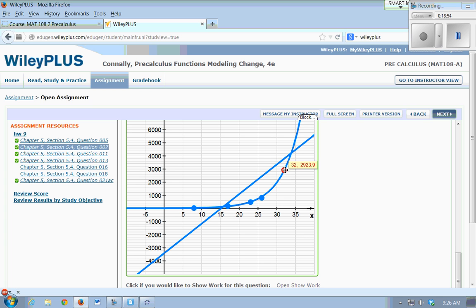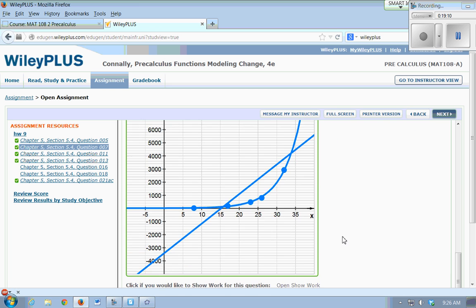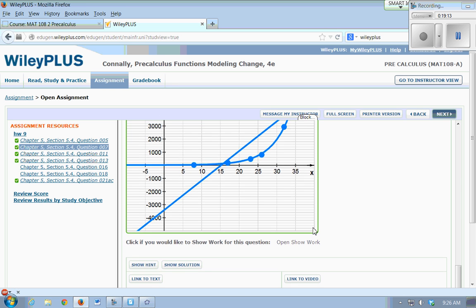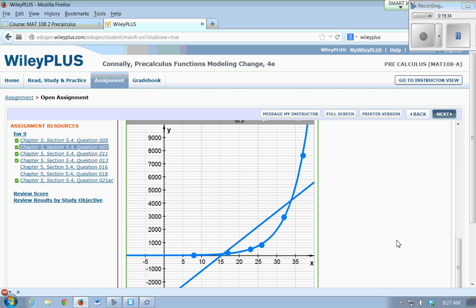So the tolerance must have been pretty high on those. Yeah. My line was y equals 228x minus 3,434. So yeah, I just used the y-intercept and the x-intercept, and I got as close as I could on the x-intercept, and it took it. It's 15.1 or something. It didn't work for you? Yeah, I don't know.